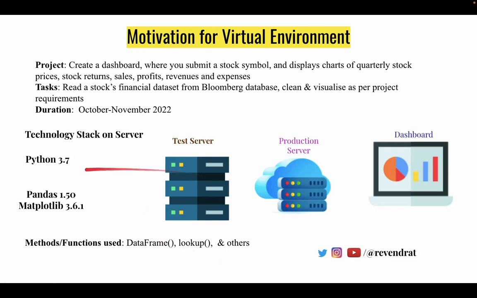You created a test server. On this test server, you have a technology stack where you installed Python 3.7. Within this Python 3.7, you installed two packages. First package is Pandas version 1.5. This package is used for reading the data from Bloomberg database and at the same time cleaning the data and preparing the data for visualization.